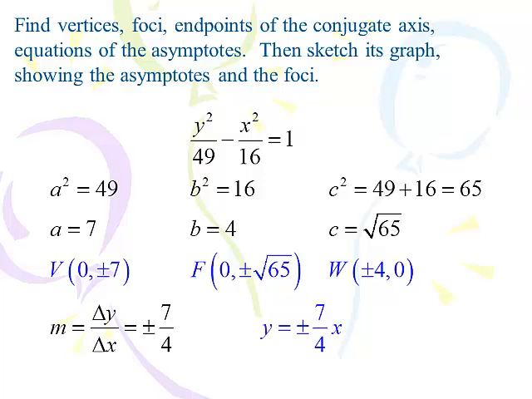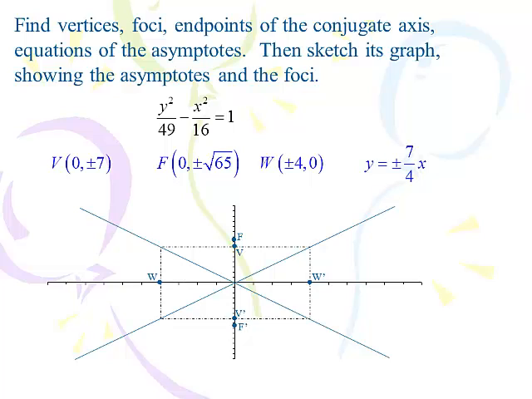Slope of the asymptotes is going to be the change in y over the change in x. When I look underneath the y, I see a 7. And when I look under the x, I see a 4. So the slope of my asymptotes is going to be plus or minus 7/4.